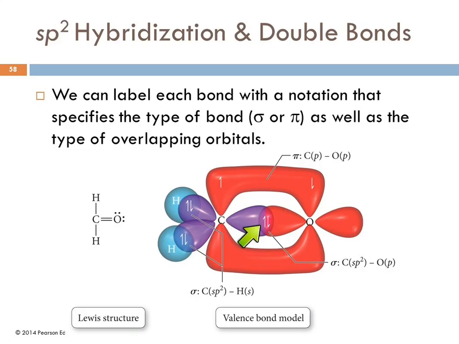And then this one is also sigma because it's end-to-end. Here again we have carbon with an sp2 orbital, but the oxygen is using just a plain p orbital. So this is C sp2 O p. And this is the pi bond, and that's overlap side to side between carbon's unhybridized p orbital and oxygen's unhybridized p orbital. Any questions?